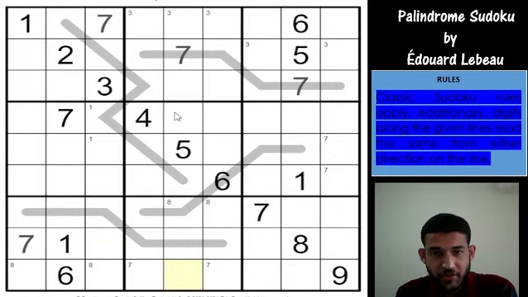So 7 in box 5 cannot be here, cannot be here. So it has basically 3 possible cells. And the second cell cannot be a 7 because 7 is ruled out here. So 7 has 2 options.